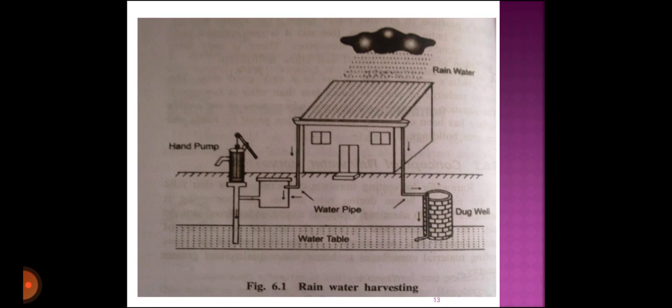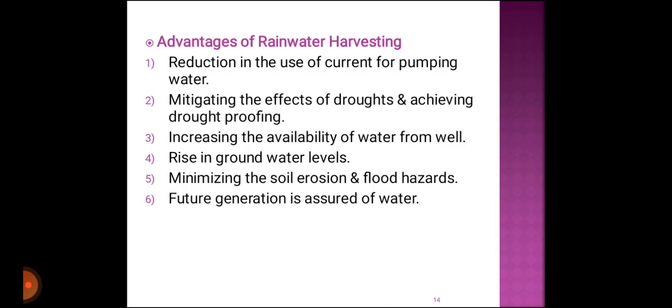Then what are the various advantages of rainwater harvesting? The first advantage is the reduction in the use of current for pumping water. Then mitigating the effects of droughts and achieving drought proofing. Then increasing the availability of water from wells, rise in groundwater levels, minimizing soil erosion and flood hazards. Future generations are assured of water. So mainly the water scarcity problem is rectified.